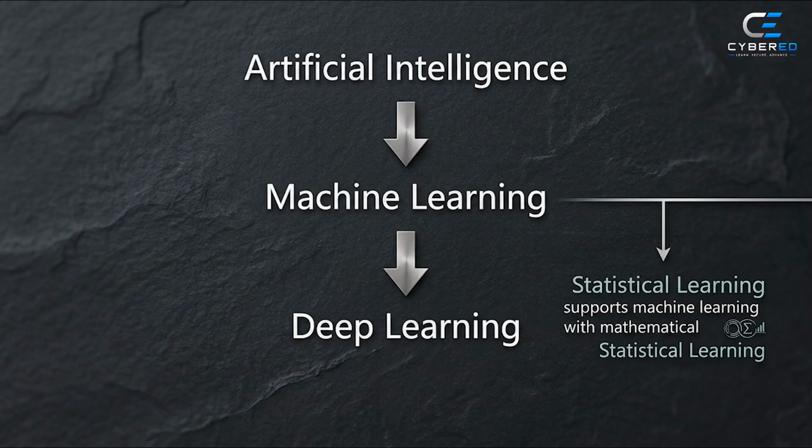This hierarchy is important to remember for the exam. Artificial intelligence is the broadest category. Machine learning is a subset of AI. Deep learning is a specialized subset of machine learning. Statistical learning supports machine learning by providing many of the mathematical and statistical techniques used to understand data.